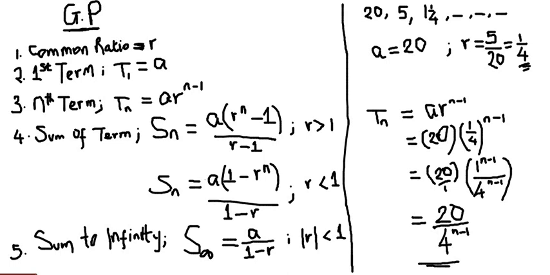If we put the third term, it means where there is n, we put 3. 3 minus 1 is 2, and 4 power 2, which is 4 squared, is 16. So our fraction will be 20 over 16, and 20 over 16 simplifies to 5 over 4, which is the same as 1 and 1 over 4. So that confirms that that is the correct formula for the nth term of this particular geometric progression.